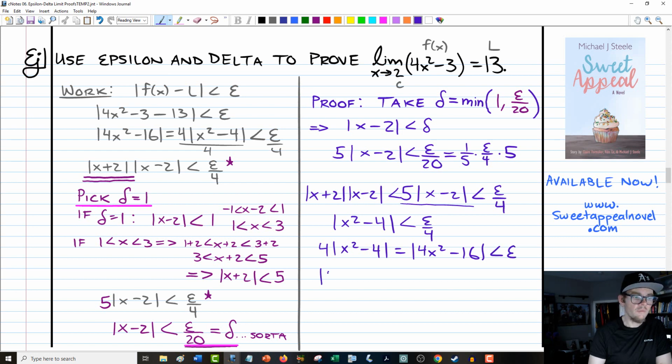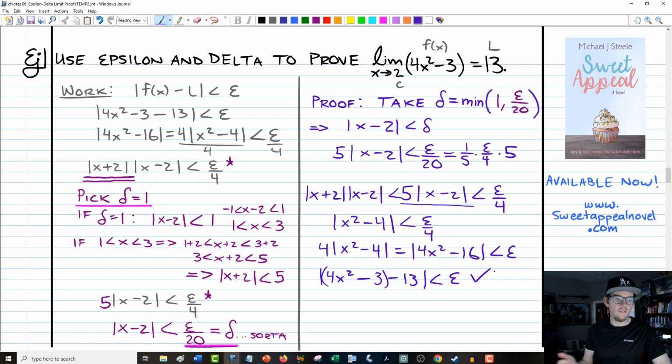And then I can clean that up just a little bit further in here. The absolute value of 4x squared minus 3, all minus 13, is going to be less than epsilon. And that establishes our function minus its limit. The distance from our limit to our function values is always less than epsilon, which is what we were shooting for in the first place. So based on this, we've made our connection. We've got everything that's there.